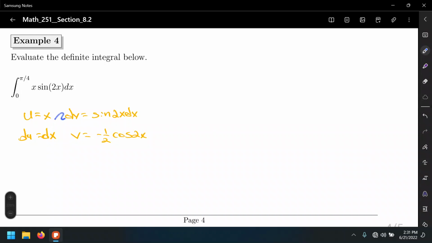That means u times v, x times negative 1/2 cosine 2x, and minus the integral of v, which is negative 1/2 cosine 2x du. No, not du, actually it's dx. Okay, a note on notation here.